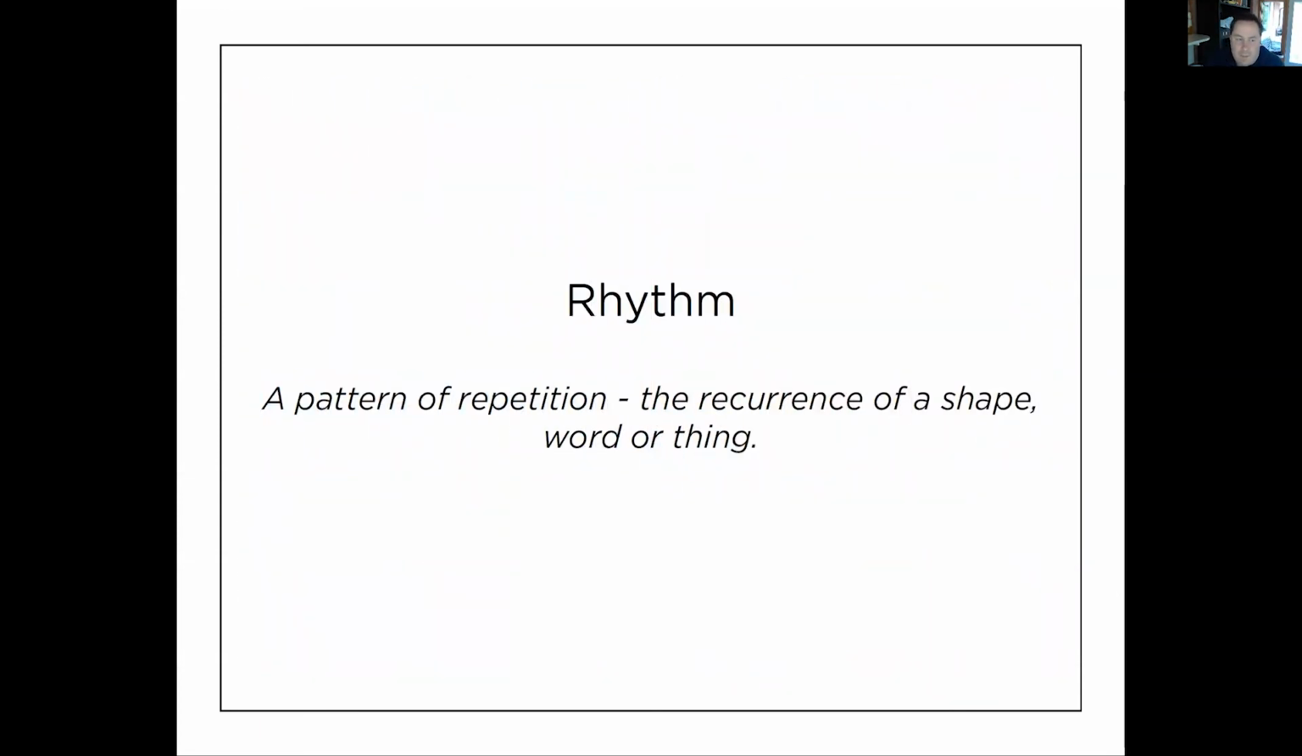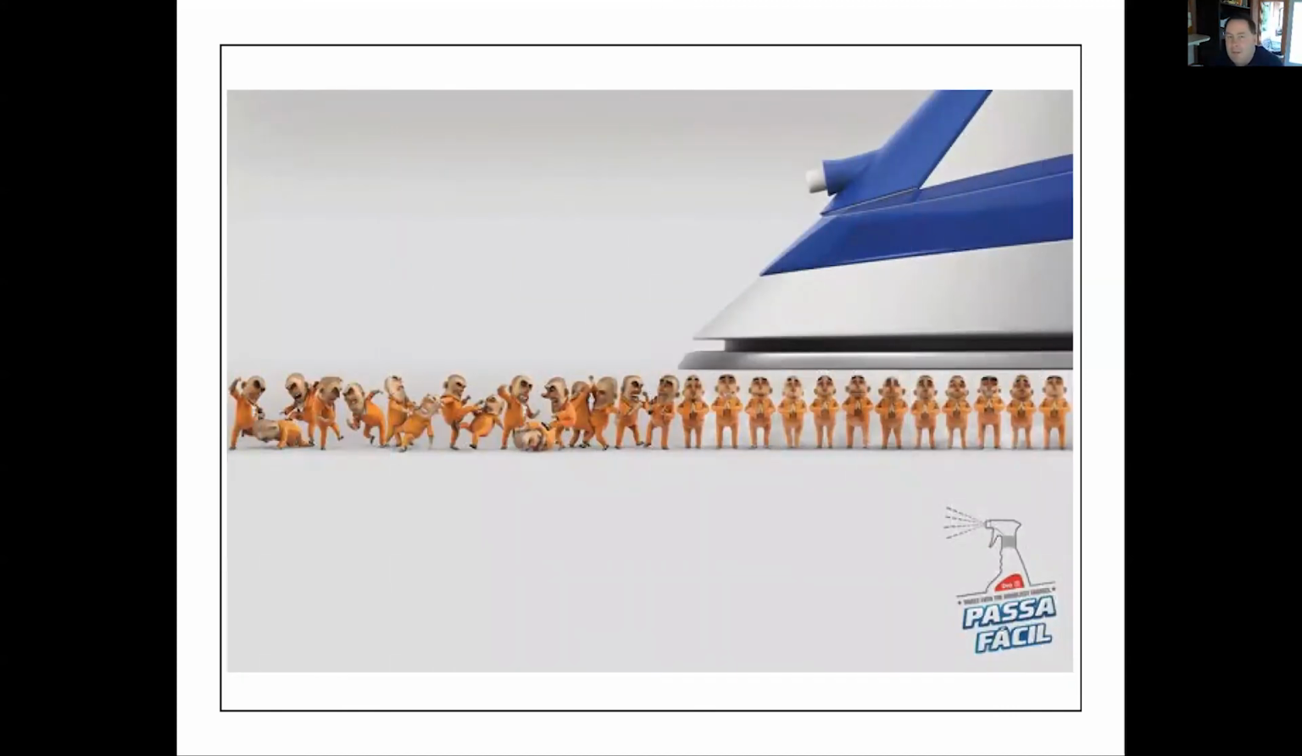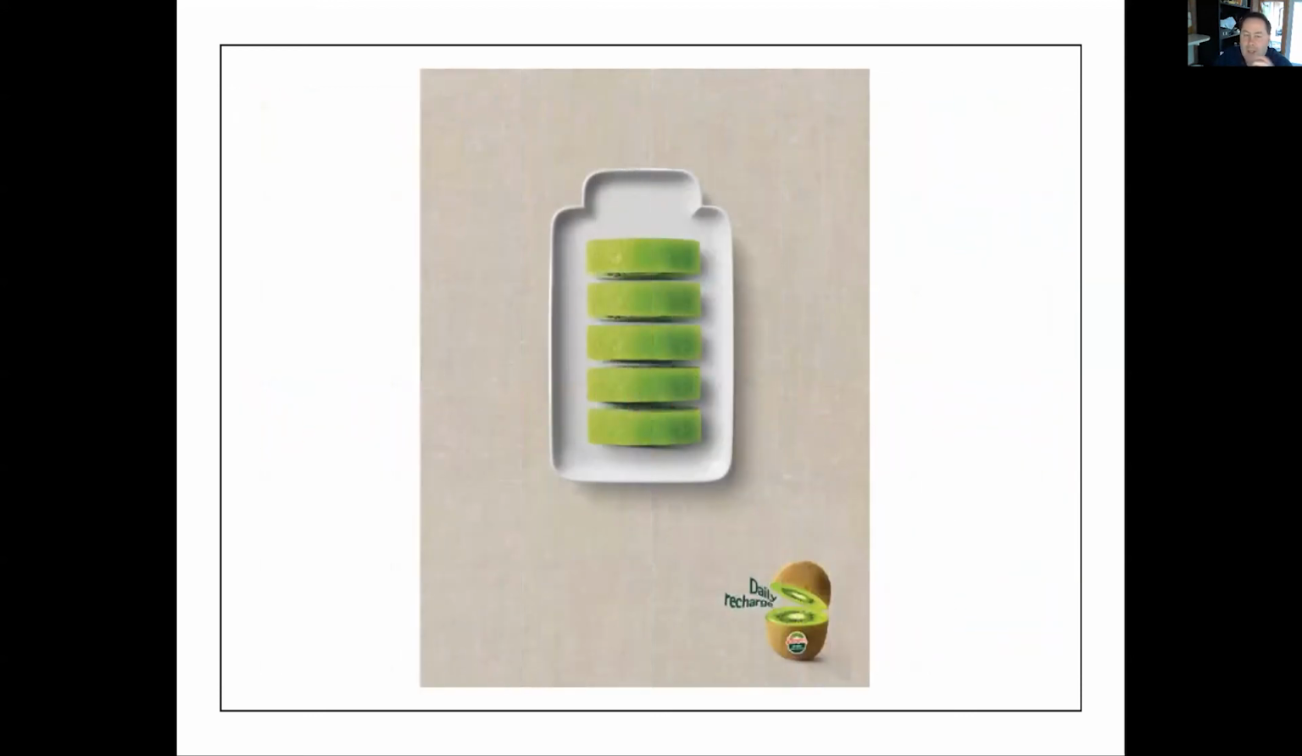Then there's rhythm, which is a pattern or repetition, a reoccurrence of a shape, word, or thing. All right, these related patterns create a rhythm. You look at this, and the little guys are all roughed up, but then this iron tends to straighten them out. So it has that little pattern there. Or here, the equal pattern of the kiwi fruits, which actually gives a different contrast to the battery symbol on most phones.